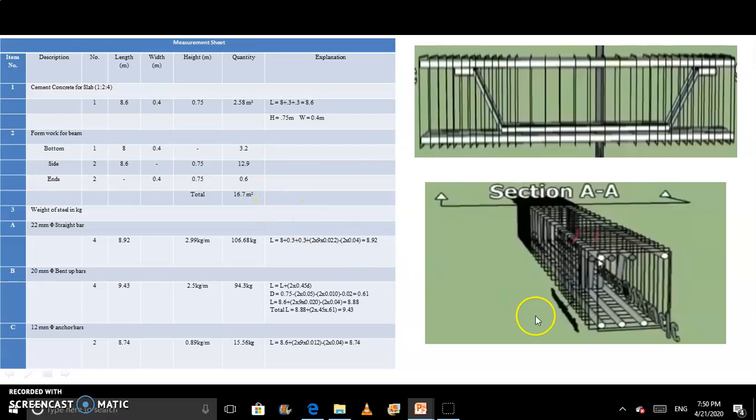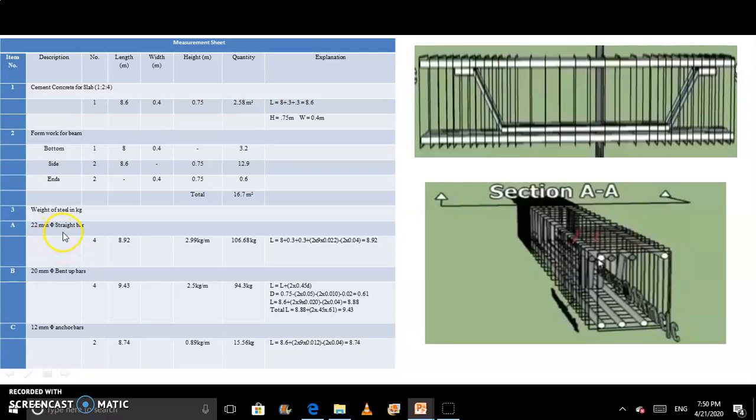beam. Now we have to calculate the reinforcement, meaning we have these main bars, we have these bent up bars, we have this anchor bar or distribution bar, and these stirrups. So we have to calculate the total weight of this reinforcement. For that we first have to calculate the main bars.